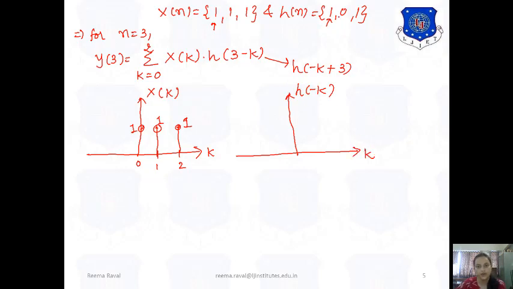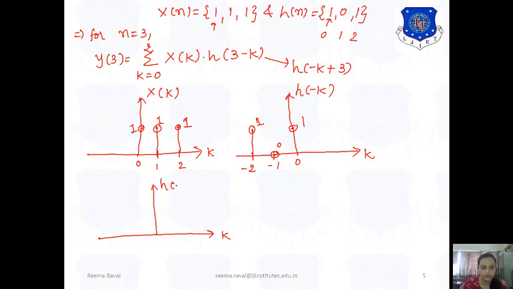Here you can see h of n is 1, 0, 1 at the instants 0, 1, 2. To plot h of minus n, that is the flipped sequence, we will flip it to the left. So now we will have the instants 0, minus 1 and, sorry, minus 2 for h of minus k, where at instant 0 the value is 1, at instant minus 1 the value is 0 and at instant minus 2 the value will be 1. From this we need to find the graph of h of minus k plus 3. This will be right shifted at these instances.